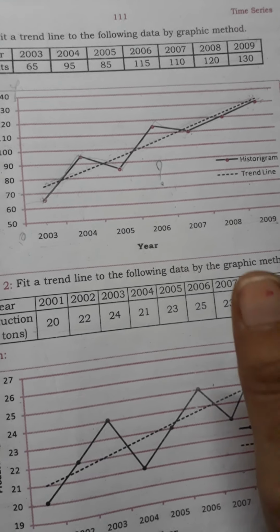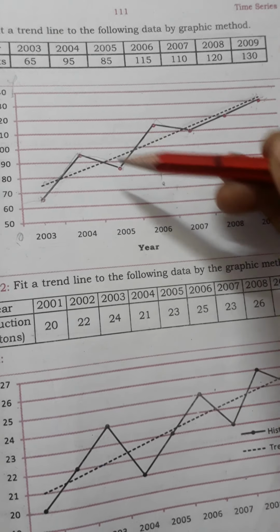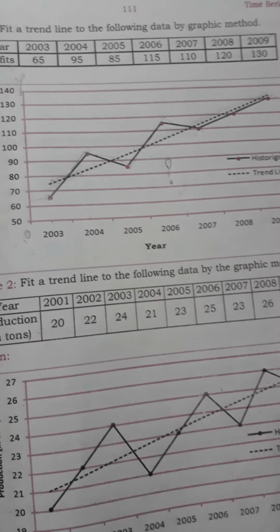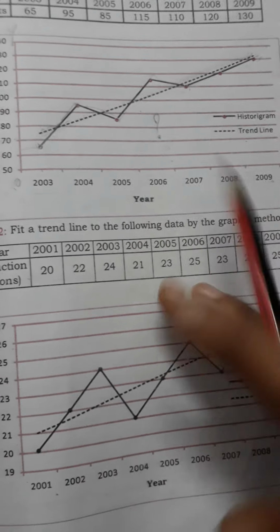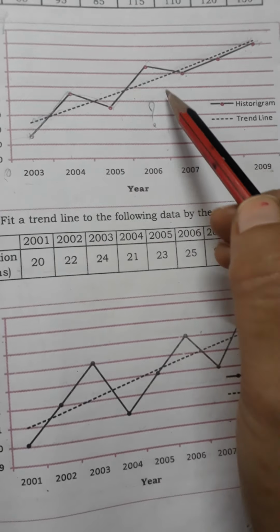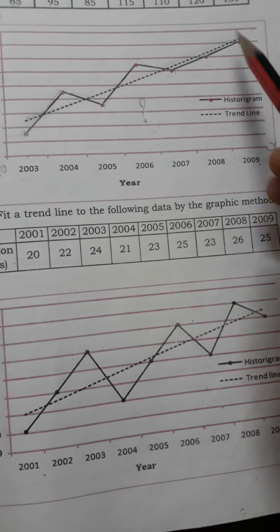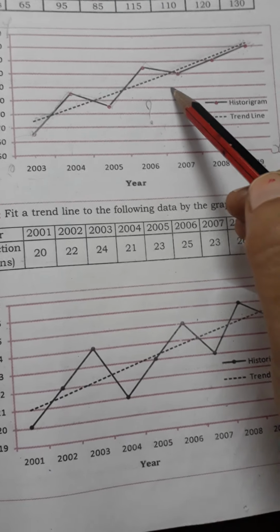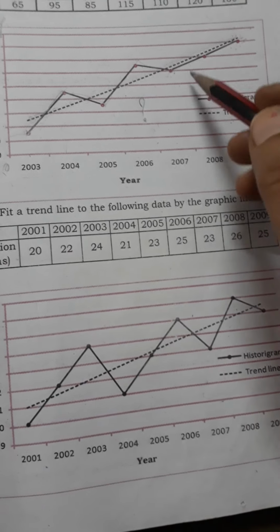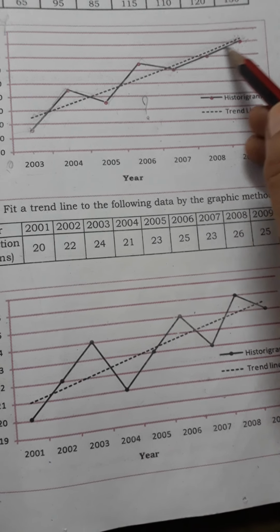Then next, approximately there must be an equal number of points above the line and below the line. Approximately, they are telling. Okay, but in this problem you see, above this line 2 points are there, below this line 1, 2, 3, 4, 5 points are there. It is not equal, okay, but we can't change these 2 points because these two are in a straight line, okay.